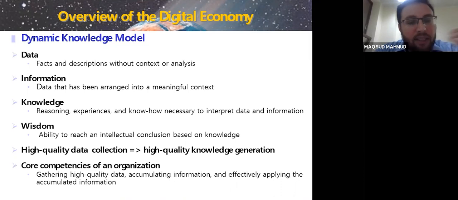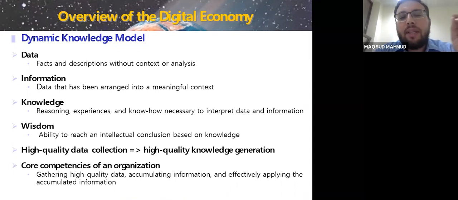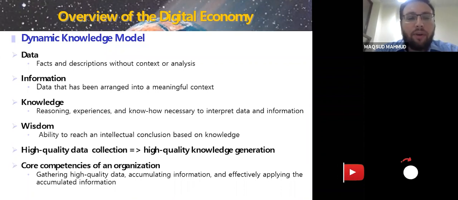Now the third stage is knowledge, right? Since I told you that in the digital economy data is very important, in knowledge, when you put some reasoning with it, some experience, some know-how, or you interpret the data in the information, that becomes knowledge. The same data becomes information when you arrange it, and the same information, when you put experience, reasoning, and some artificial intelligence with it, becomes knowledge for you or for your company.